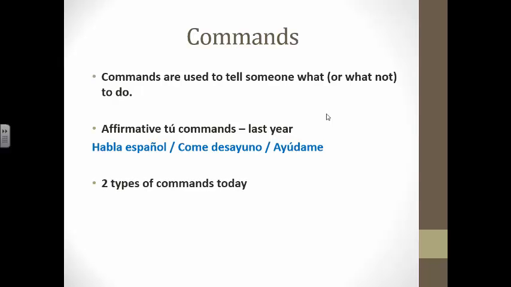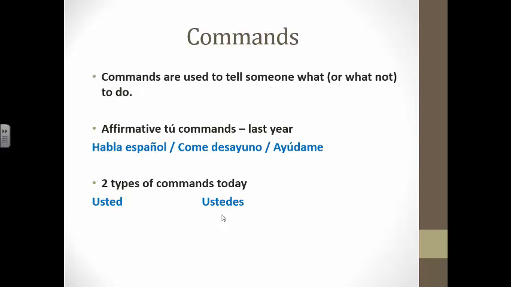So we are going to continue to talk about commands today, but we're going to talk about different types of commands. The two types of commands we're going to discuss today are usted and ustedes. You would use an usted command with someone that you're not on a first name basis with. So, example, if you were commanding a teacher or the principal or just a stranger on the street. You would use an ustedes command with more than one person. So if you were commanding your friends what to do, your siblings what to do, or I use these all the time with the class when I'm telling you guys what to do.